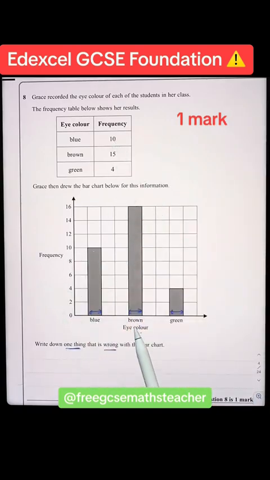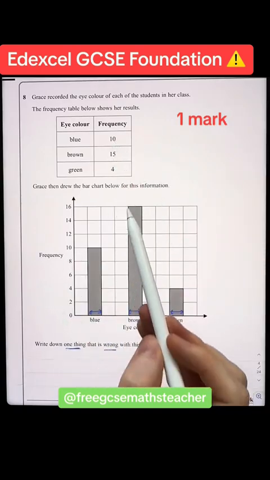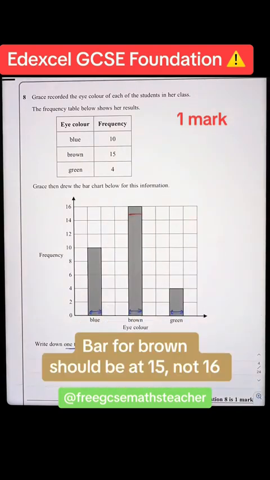Now looking at each of the bars, the first bar for blue should be 10. Is that correct? Which it is. The second bar for brown should go up to 15. Well, here it doesn't. It goes up to 16. The bar for brown should have been drawn at 15 and not 16.